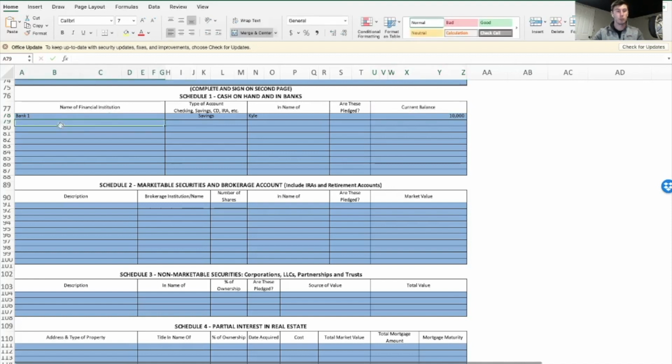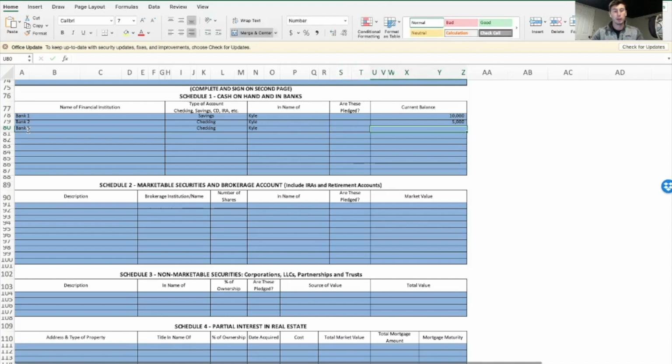And let's just throw a couple more in here. Bank 2. This is a checking account, in the name of Kyle. Let's say this one has $5,000. One more. Bank 3. This one's a checking account again. This is in Kyle.